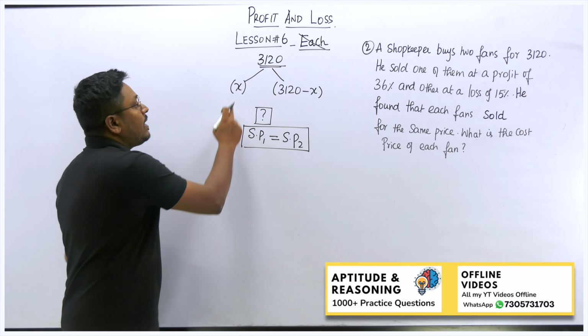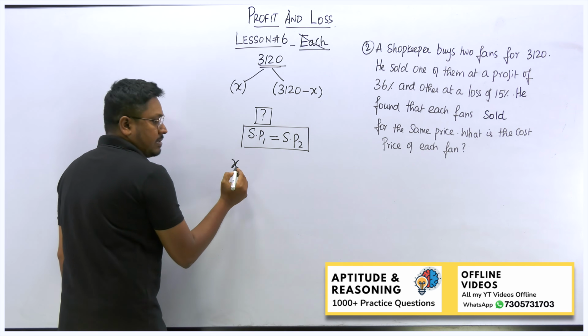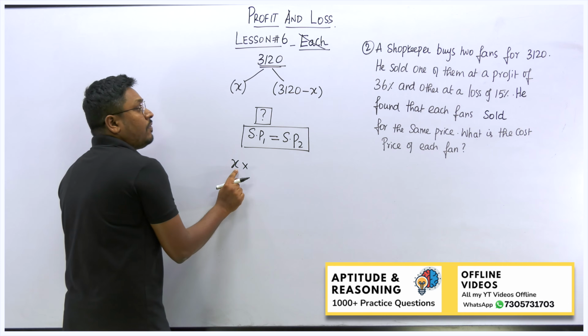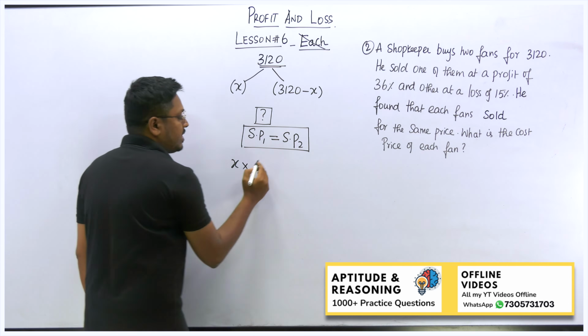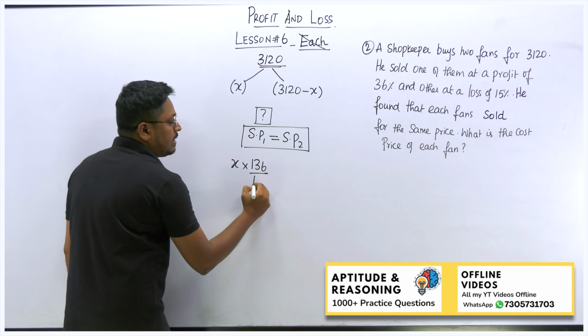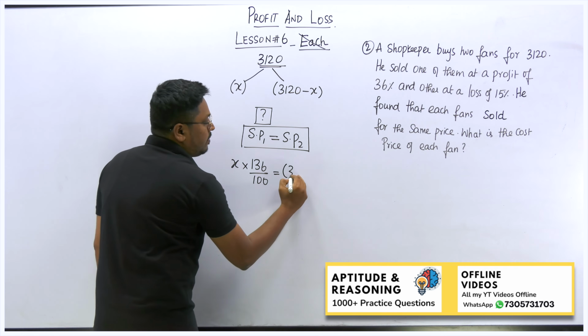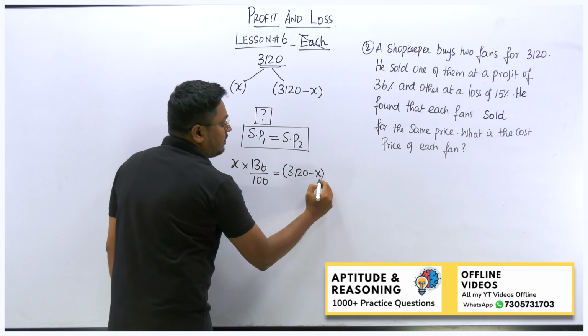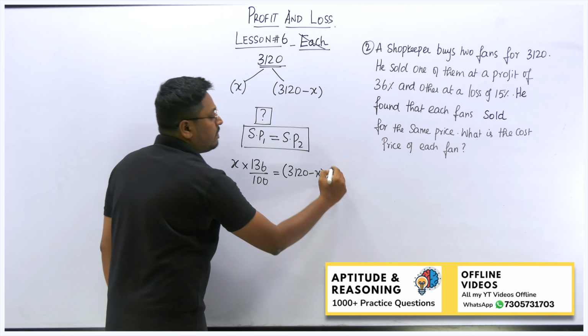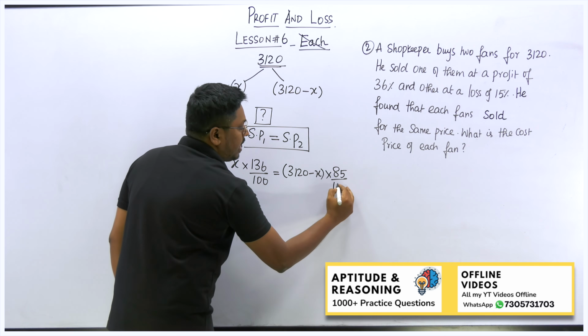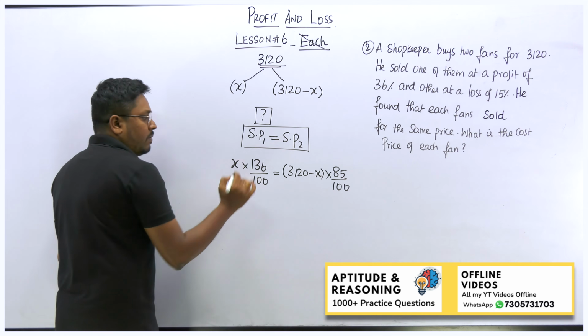So now the first fan's cost price is how much? X. This fan is sold at 36% profit, so 136 divided by 100 is the selling price. The second fan's cost price is 3120 minus X, and it is sold at a 15% loss, which will be 85 by 100. That's it. So now we need to solve it.